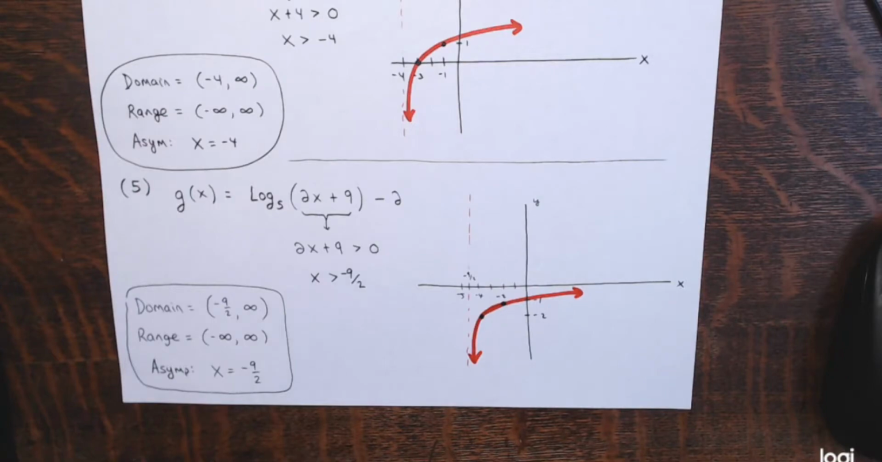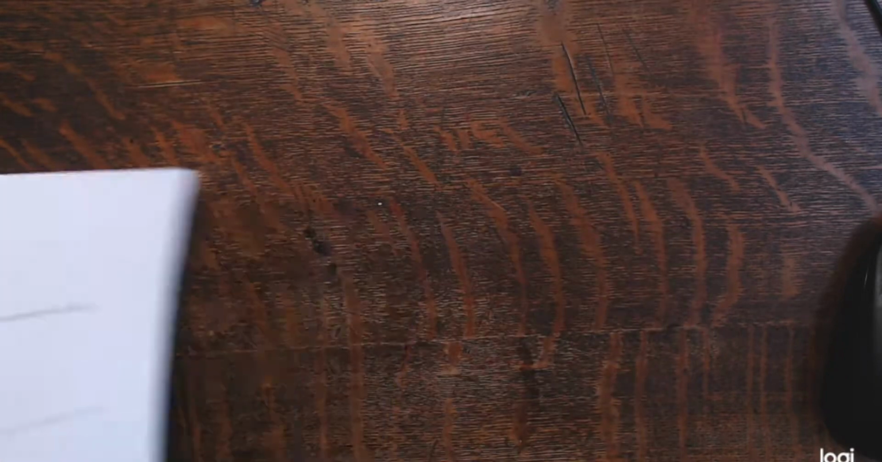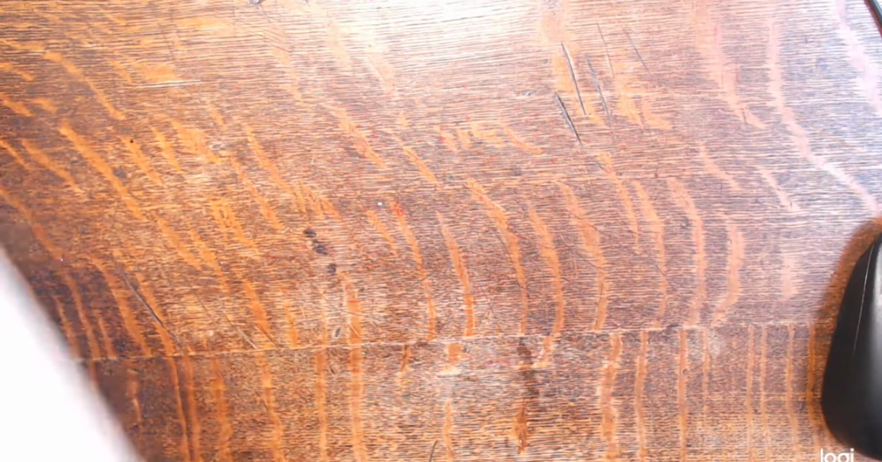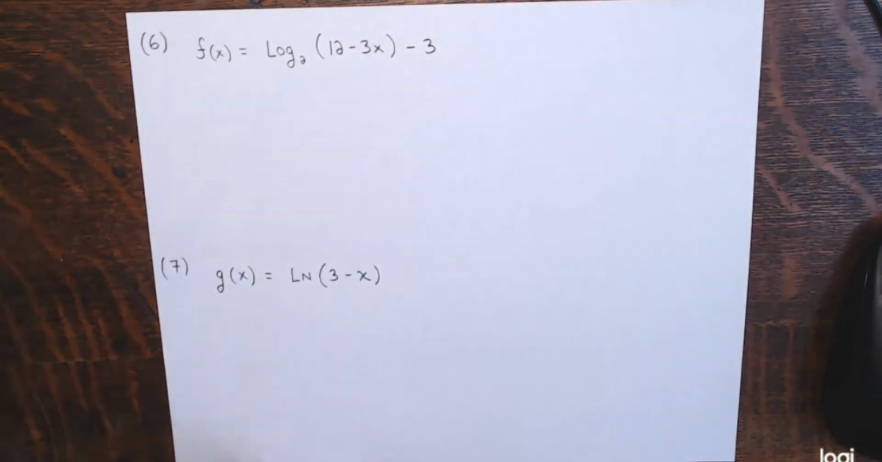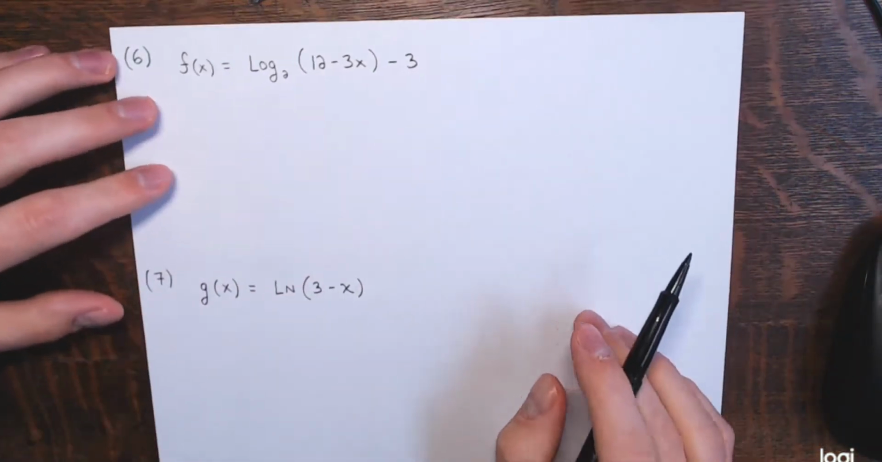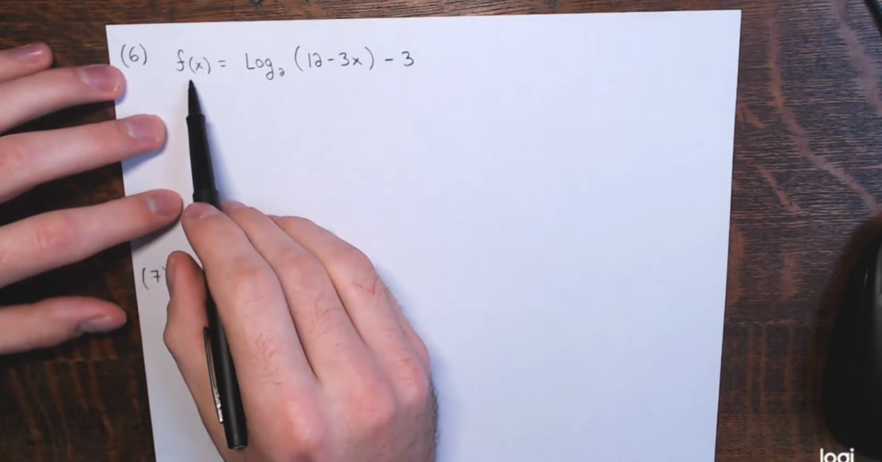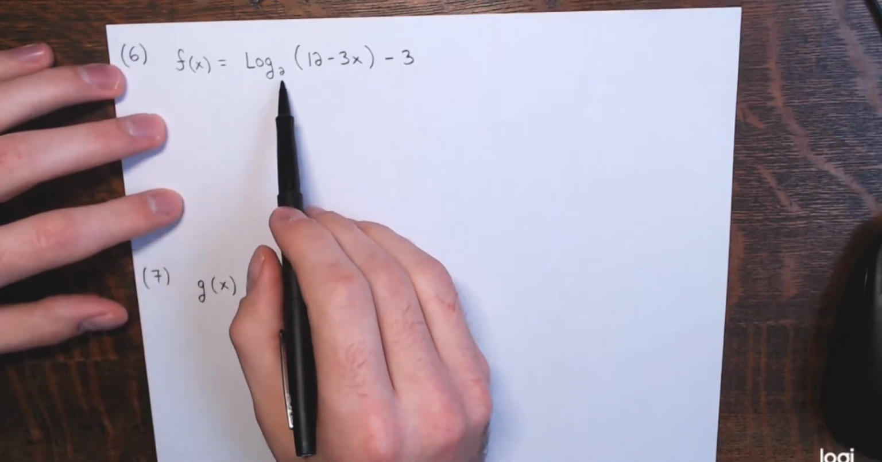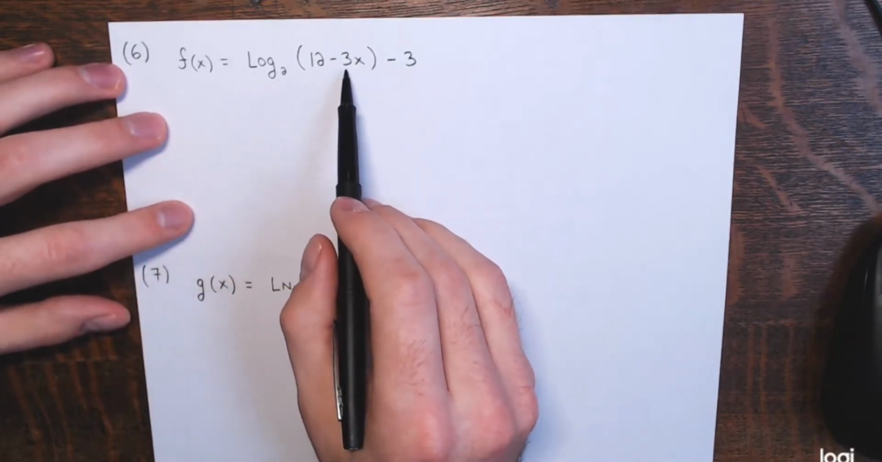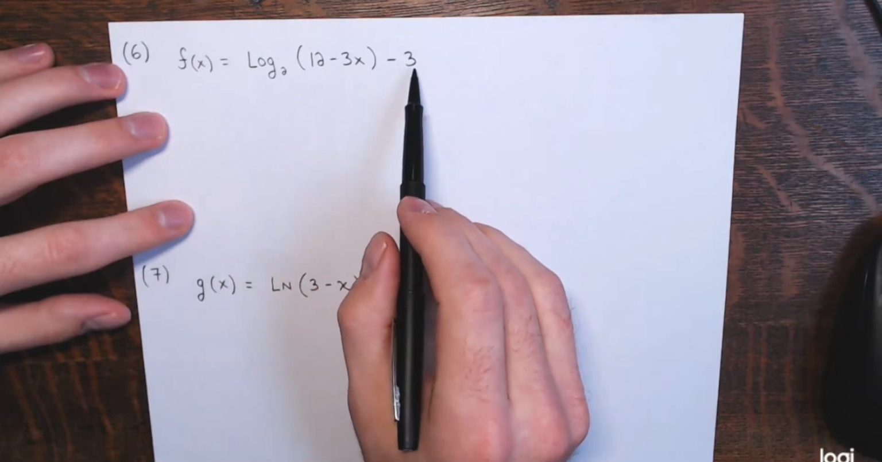Alright, next. I'm doing the same thing for all these: domain, range, asymptote. So here f of x equals the log base 2 of 12 minus 3x, and then afterwards, minus 3.